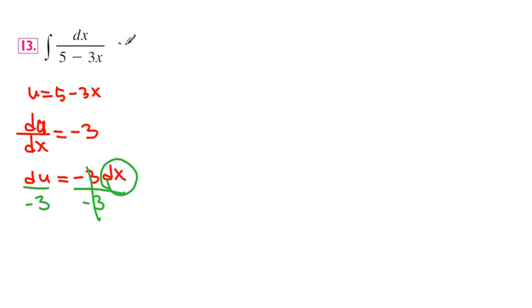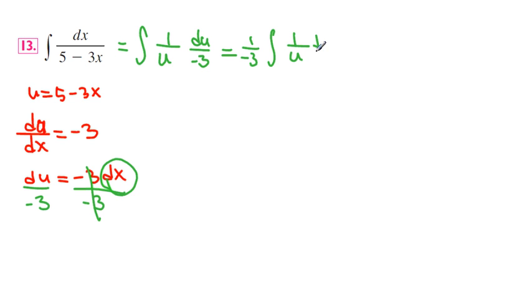Then I think we are almost ready here to perform the substitution. So integration of, in place of dx, we have du over negative 3. And in place of 5 minus 3x, we have 1 over u, because u replaces that. Now, for simplicity's sake, we can bring out the factor of negative 1/3 to the front. Then we'll end up getting 1 over u du.